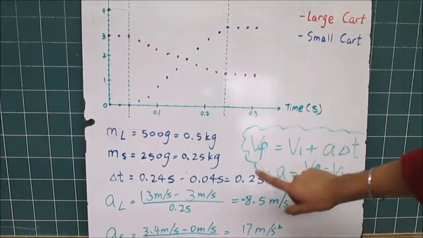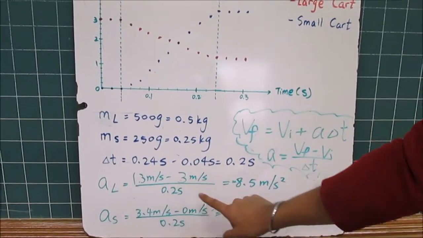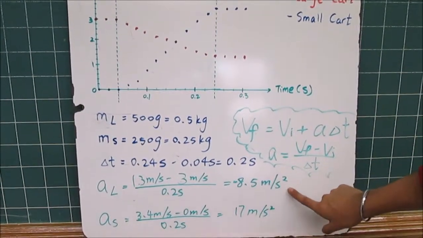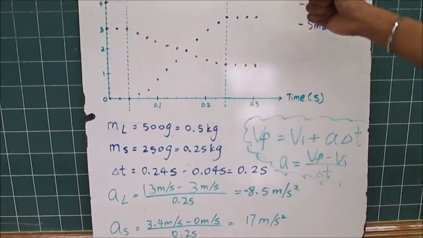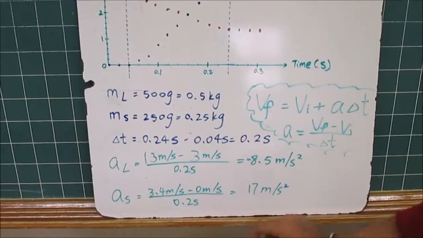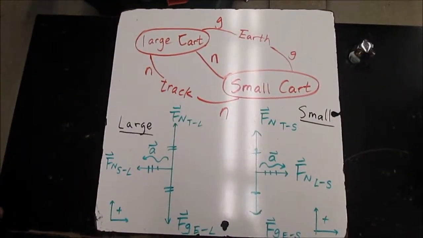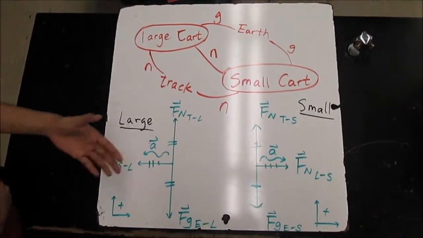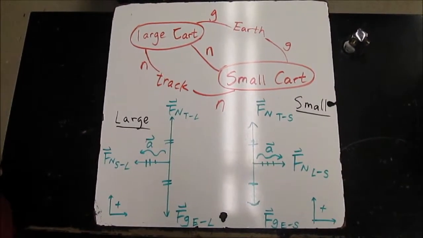So therefore, when we calculate our average acceleration for the collision, we are left with negative 8.5 meters per second squared. And then we can use the same logic and calculate the average acceleration for the smaller cart, which we get as 17 meters per second squared. So here we have our interaction diagram and our force diagrams for our collision in situation 3.